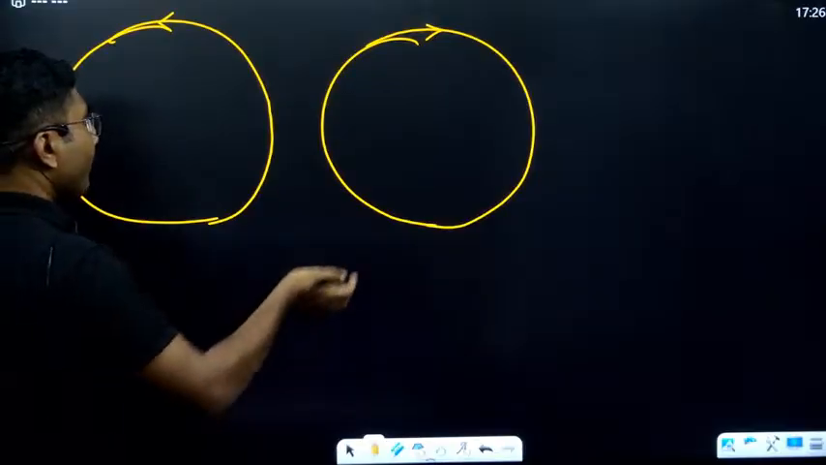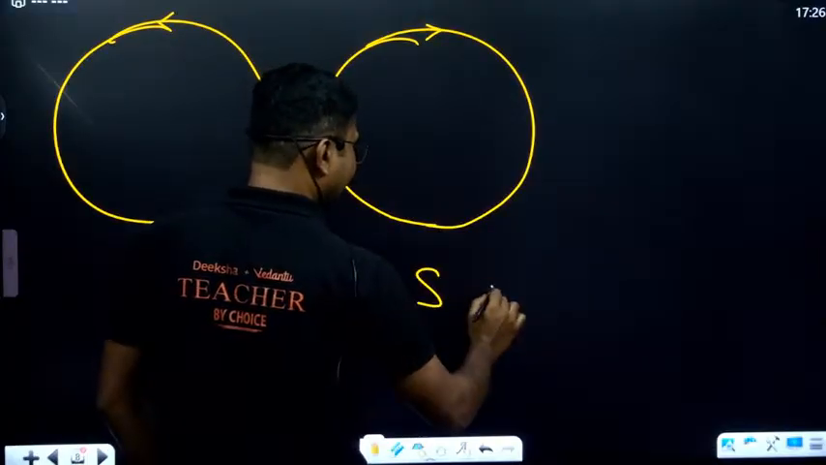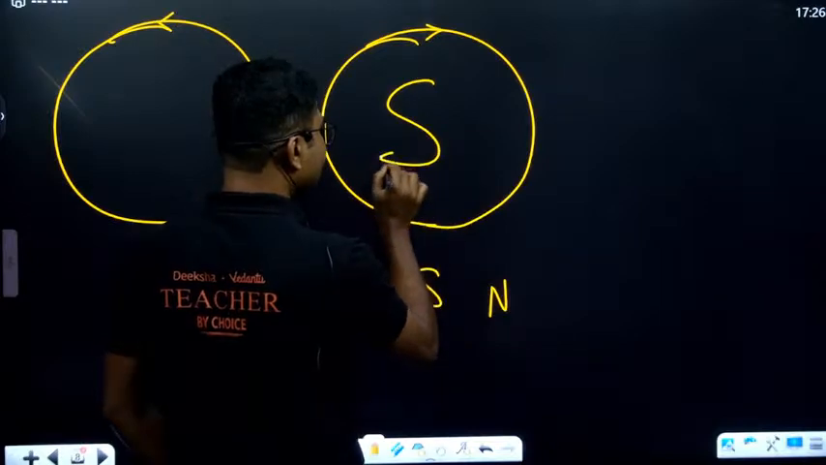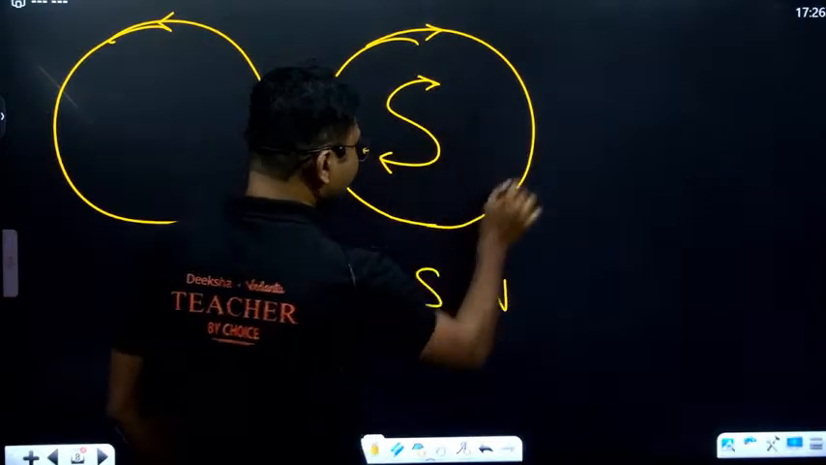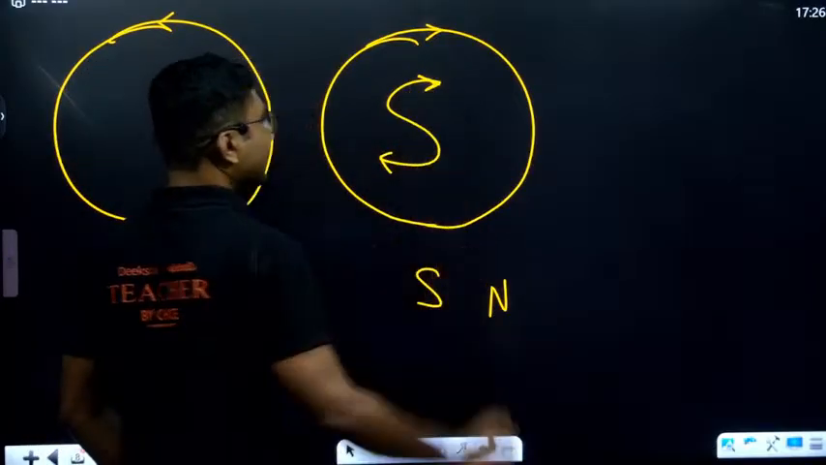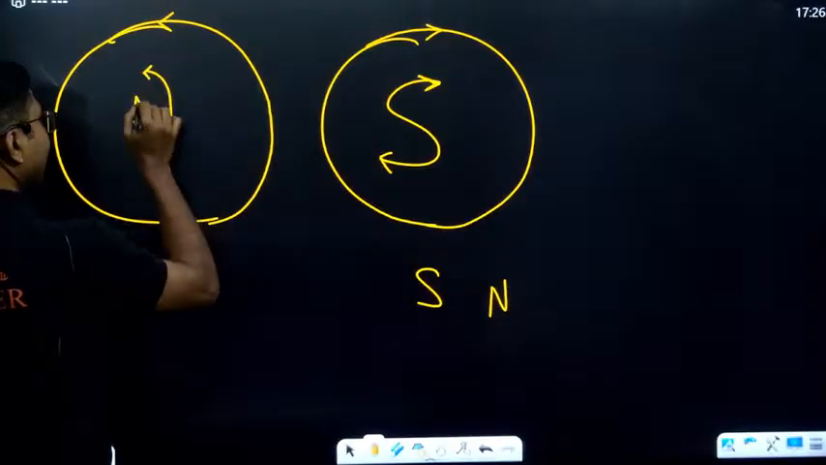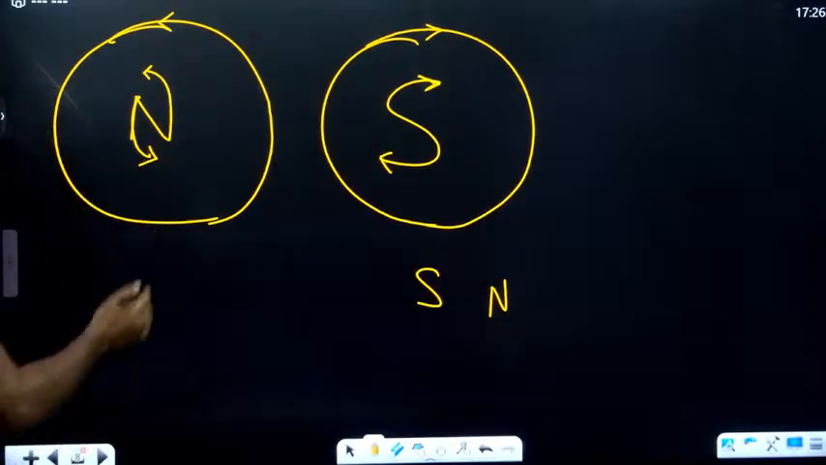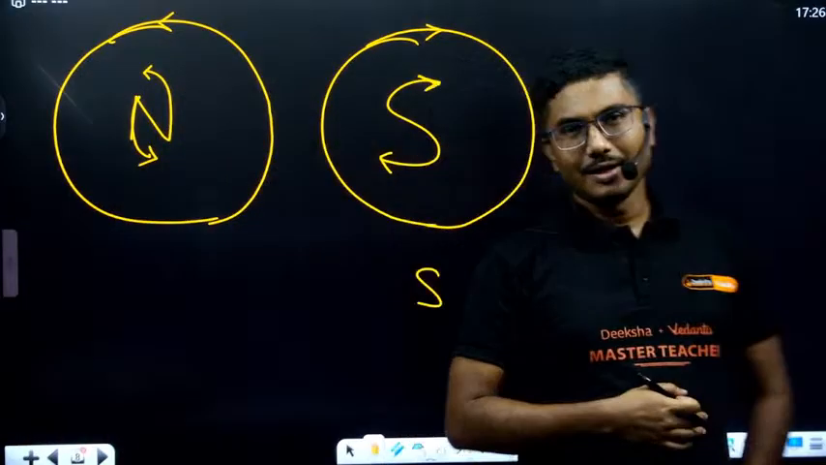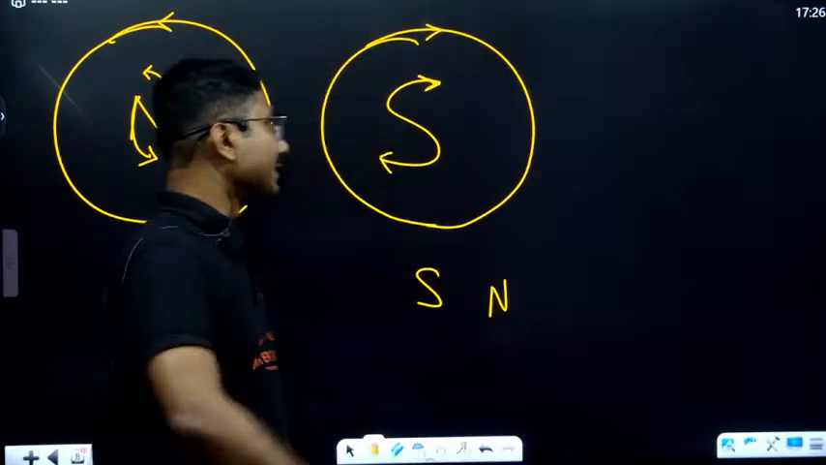Anyway, now if you are drawing this, you need to draw S and N. If the current is flowing along the sides of the S, then it is a south pole. If the current is flowing like this, then this will be the south pole. And for north, we have to be a little creative. If the current is flowing like this along the open ends of N, then it will be north pole. So anti-clockwise current gives north pole, clockwise current gives you south pole.